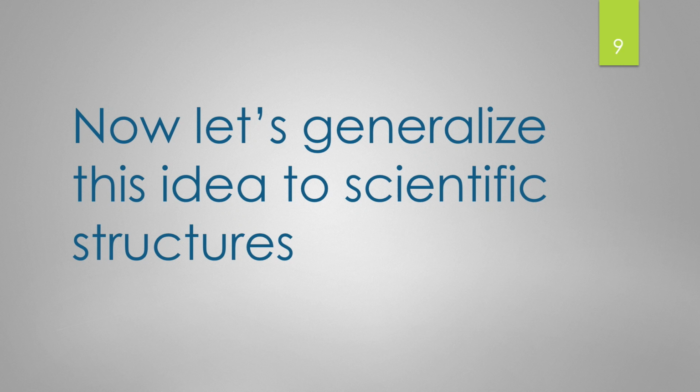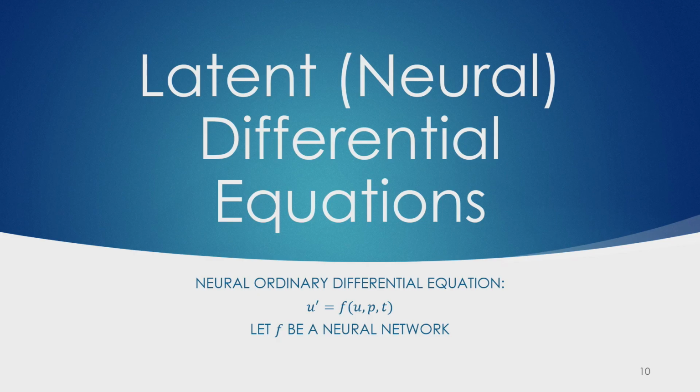So let's generalize this to scientific structures. What is the structure of science? It's not convolutions, it's differential equations. The first and easiest example is: what would a latent or neural differential equation be? You just say that u' = f, where f can be any function, so let f now be a neural network. If f was a neural network, and you had data for what the dynamics were, what would you do to find the latent function that matches your dynamics?